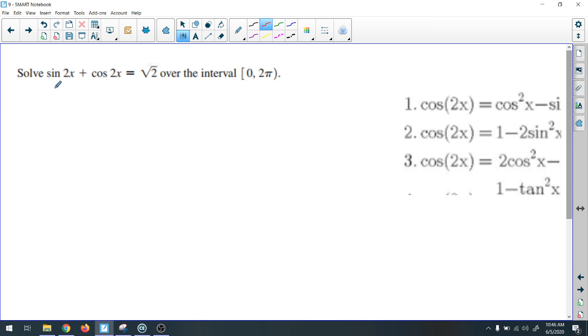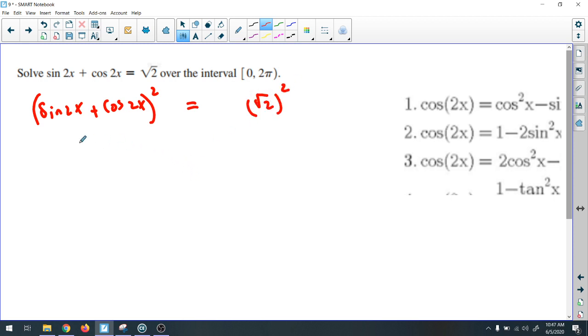Most of the questions, when you see sine plus cosine of the same angle, just square. Even sine x plus cosine x equals something, square. Remember that, square both sides. So you can square sine 2x plus cosine 2x, equals the square of the right side.